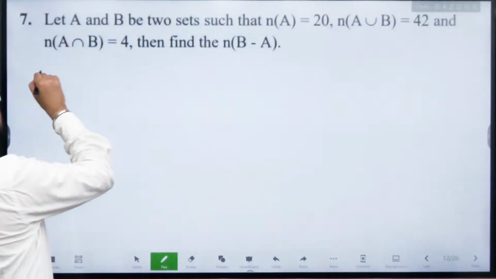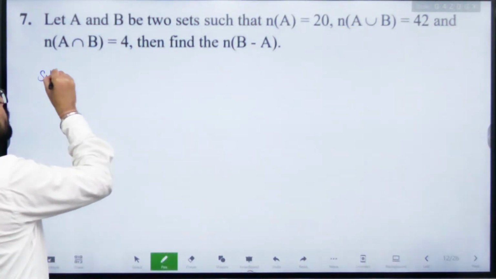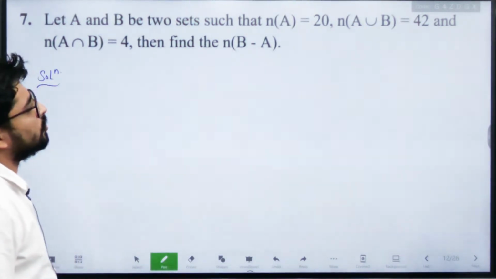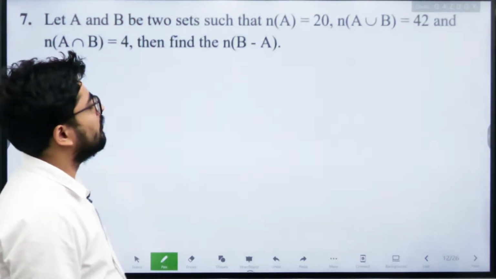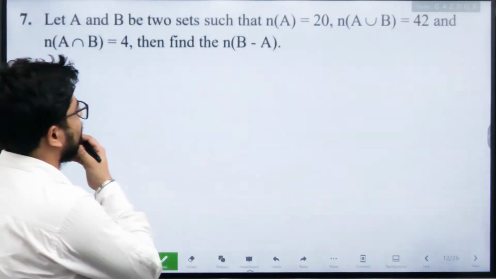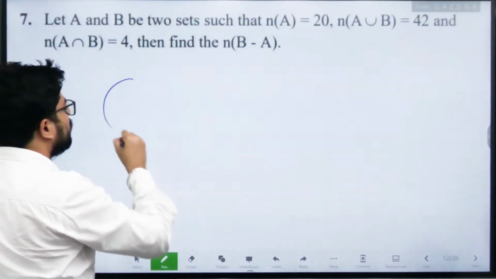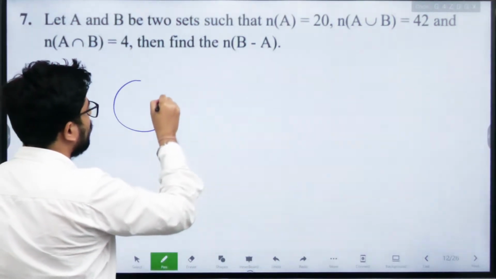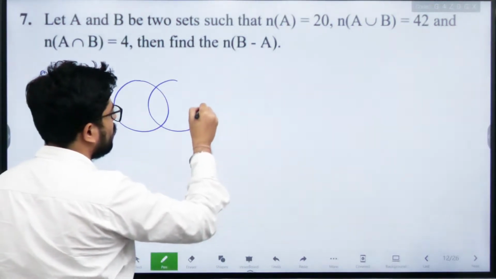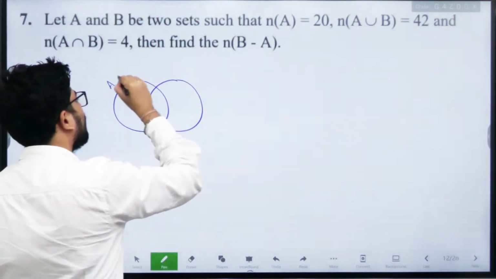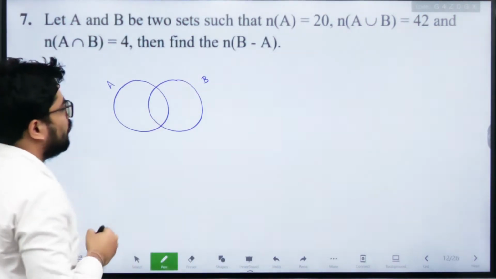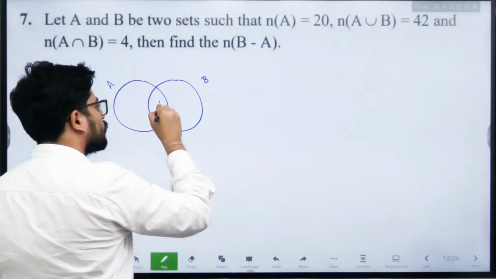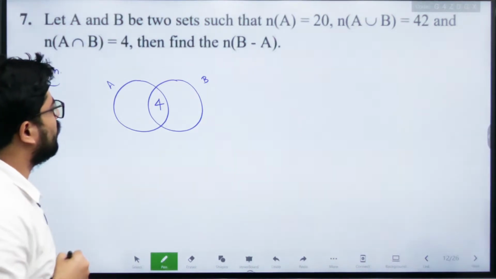Next is: let A and B be two sets such that the number of elements in A is 20, A union B is 42 and A intersection B is 4. So from here, let's draw the Venn diagram. This is the scenario, A set and B set. So A intersection B contains 4 elements, so the total number of common elements is 4.